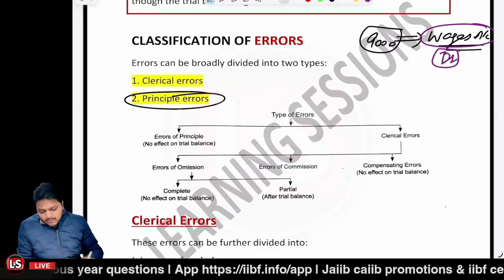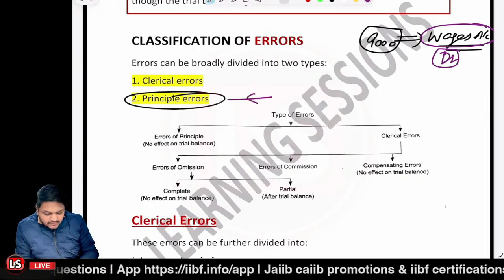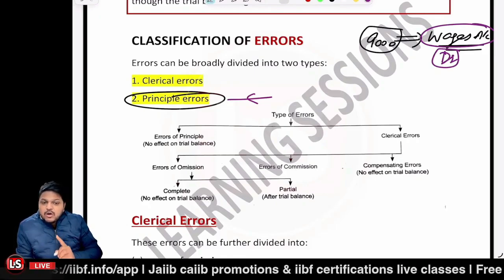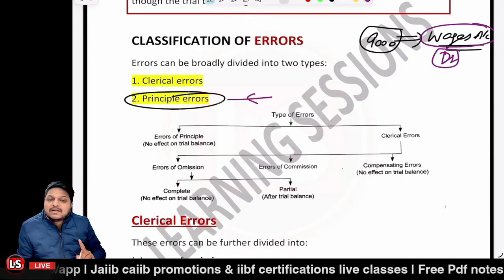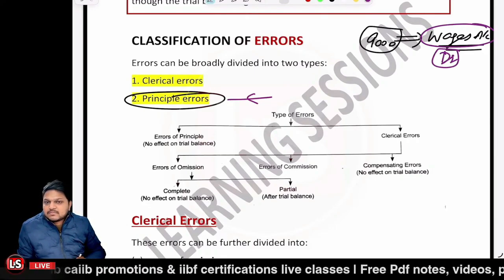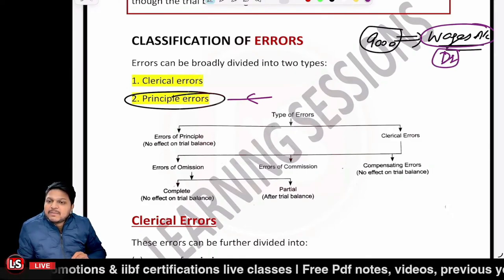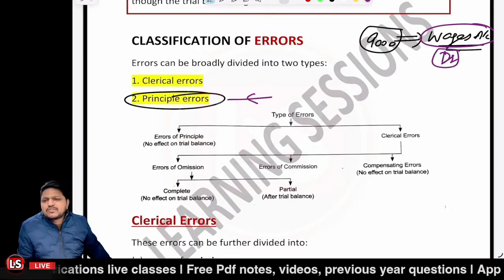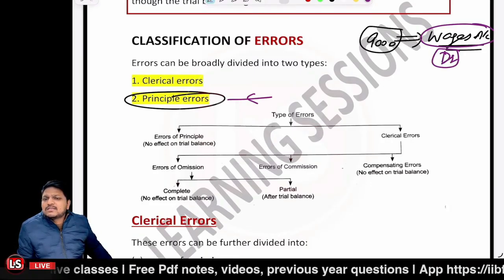So when we are talking about principal errors, kindly pay attention: it is not going to affect the agreement of the trial balance. Is that clear so far? Kindly confirm yes or no. Are you clear with this?